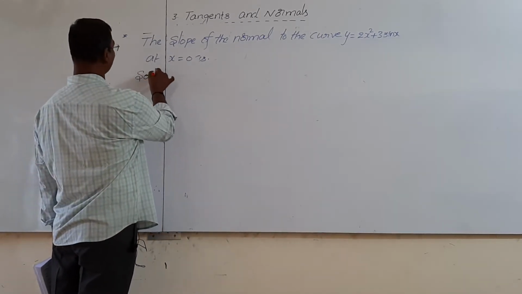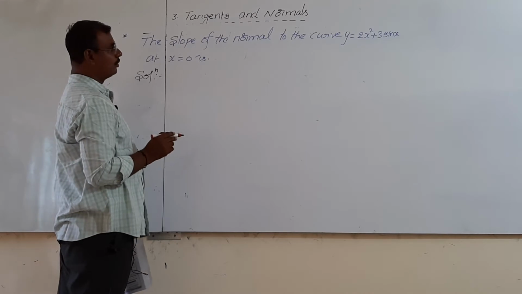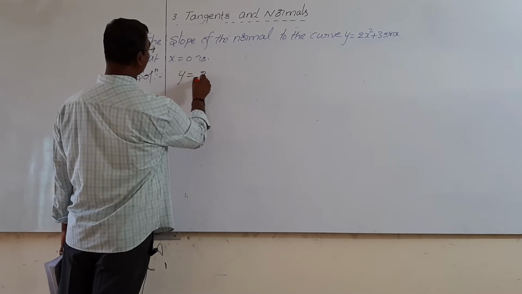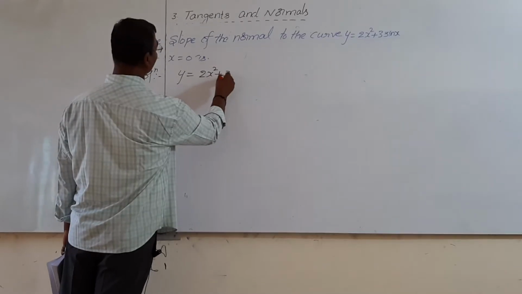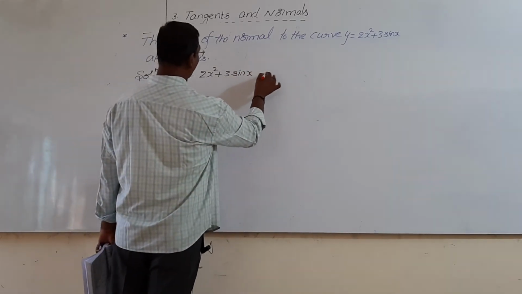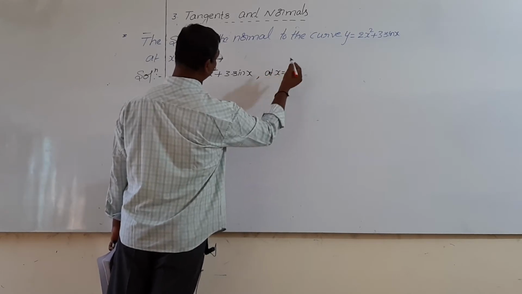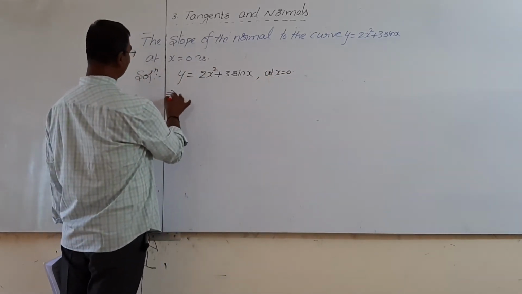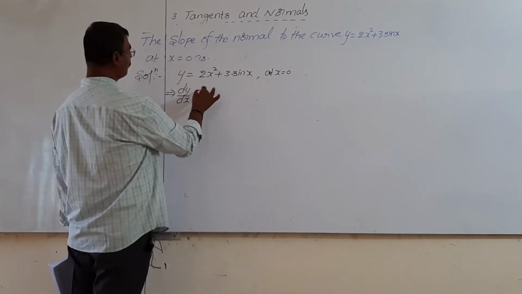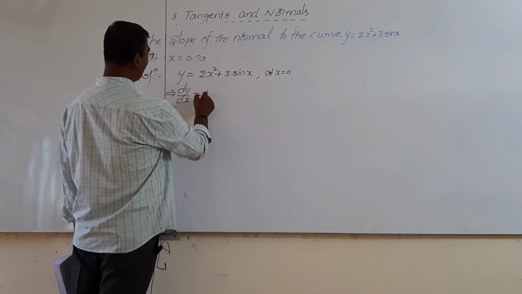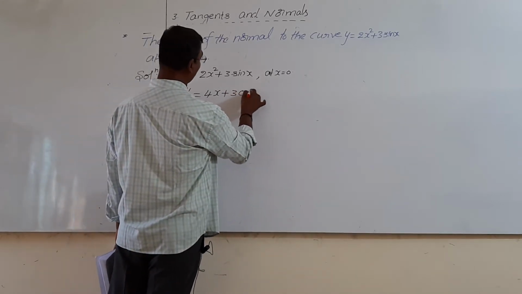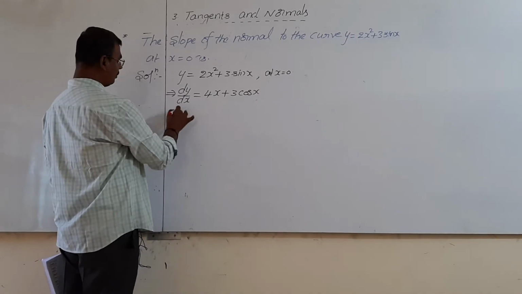The first model is given again. Since almost all models are completed, I just repeat some more questions. So what is the given curve? y is equal to 2x square plus 3 sin x. And at x is equal to 0 we have to find the slope. So differentiate, find dy by dx first. dy by dx is equal to 2x square derivative will be 4x, derivative of sin x is cos x, so 3 cos x. Now the slope of the tangent.